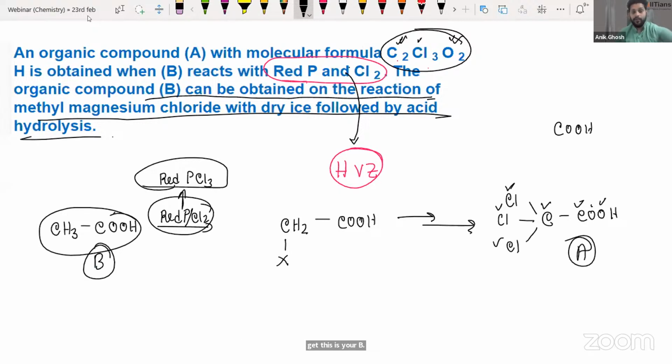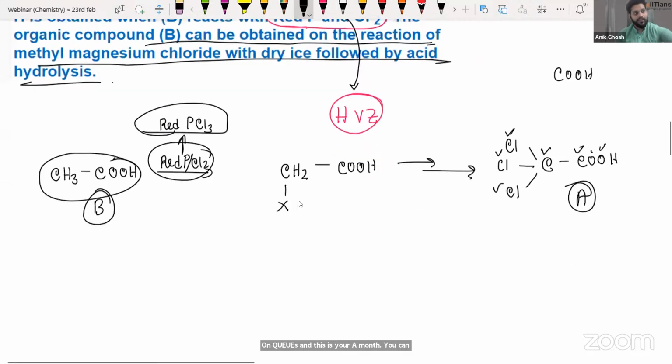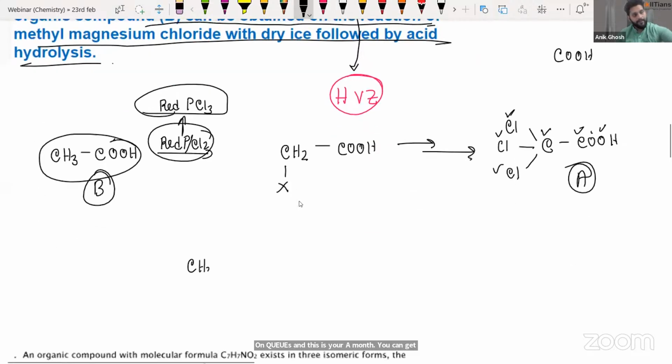You can get carboxylic acid by just reacting methyl magnesium chloride. What is it? It's the Grignard reaction, right? If it was Br, then it would have been a Grignard molecule.